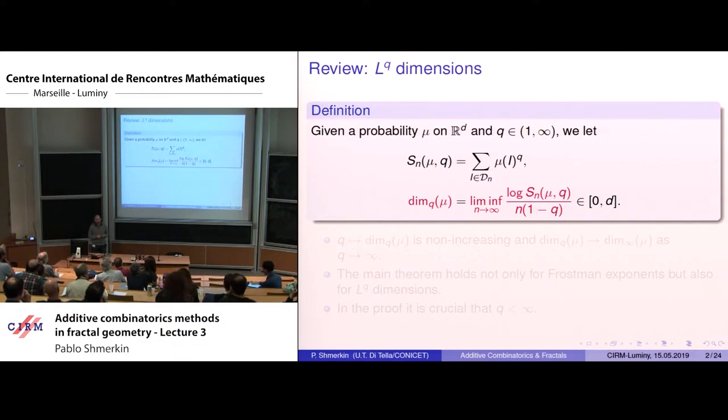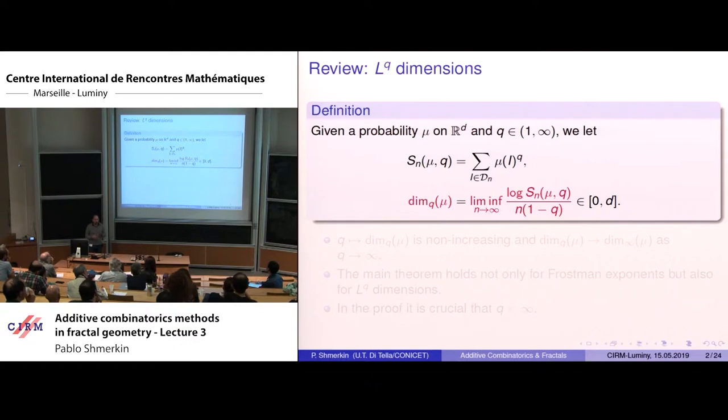It involves this notion of LQ dimension. I recall the definition that I gave at the end of yesterday's talk. We have these moment sums: we look at the LQ norm of these discrete measures. These are dyadic cubes in R^d of side length 2 to the minus n. I look at the moment sum and how it decreases as the size of the mesh goes to zero, so n goes to infinity. Then I normalize so that I get a number between zero and d, which is a reasonable notion of dimension of a measure, depending on Q. So it's a one parameter family of LQ dimensions.